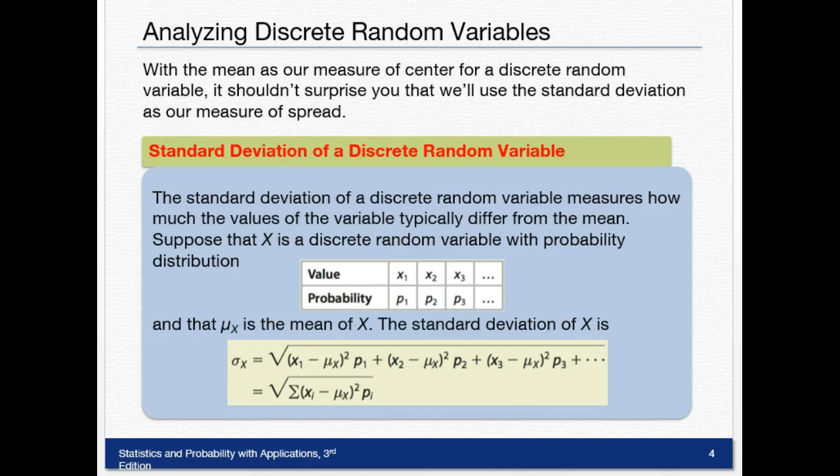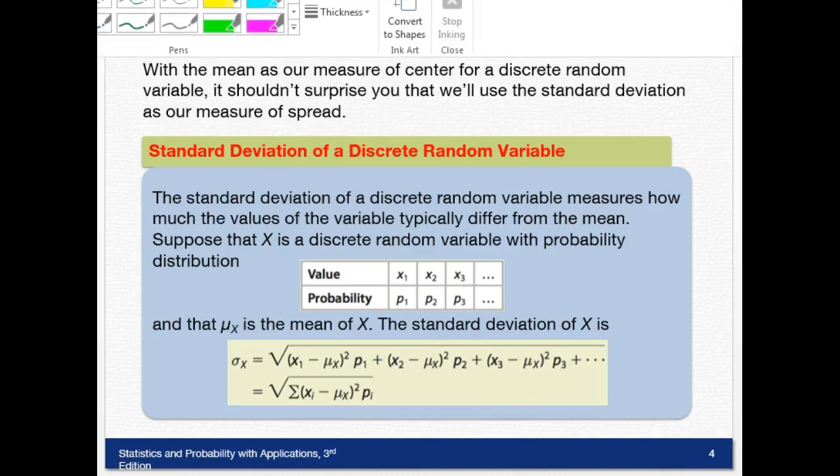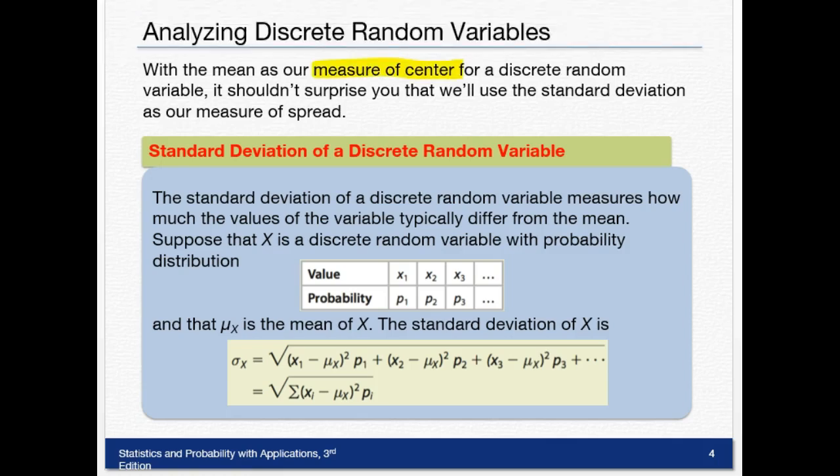Now, with the mean as our measure of center, hopefully you remember that. Mean is our measure of center. Okay. It shouldn't surprise you that we use standard deviation as a measure of spread. This goes way back to chapter 1. Mean is our measure of center, standard deviation is our measure of spread. So the standard deviation of a discrete random variable measures how much the values of a variable typically differ from the mean. This is a key phrase that you will use when you interpret.